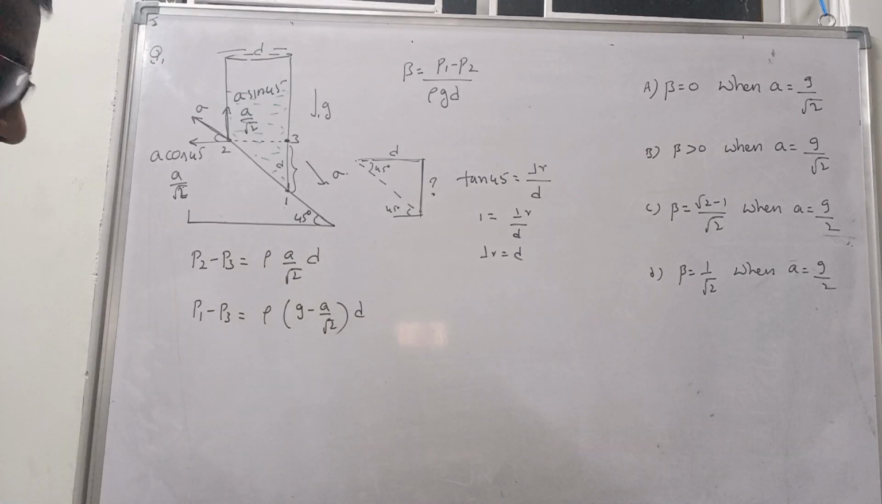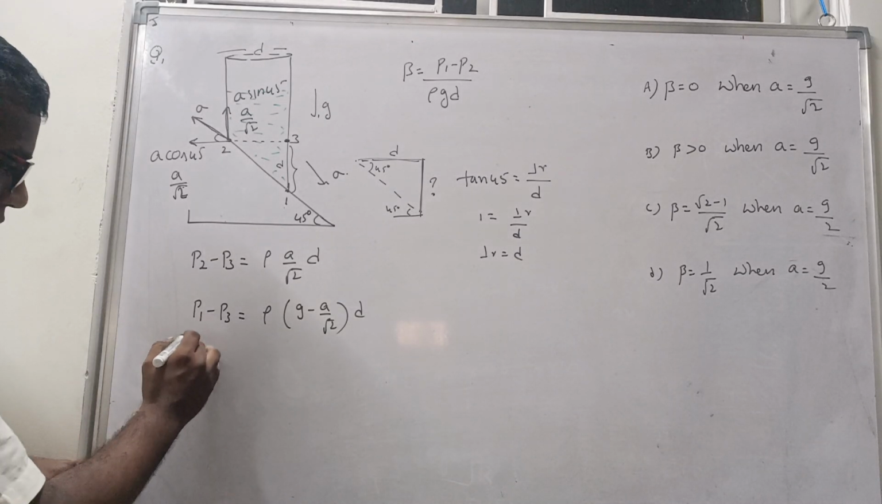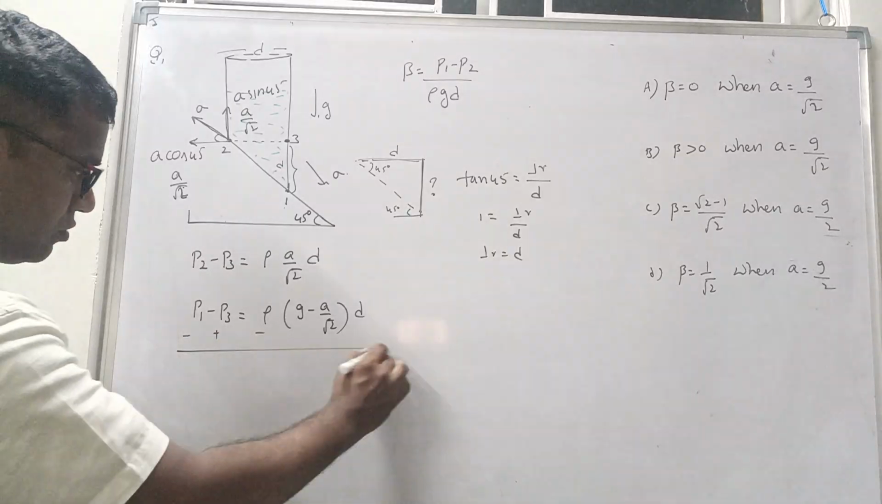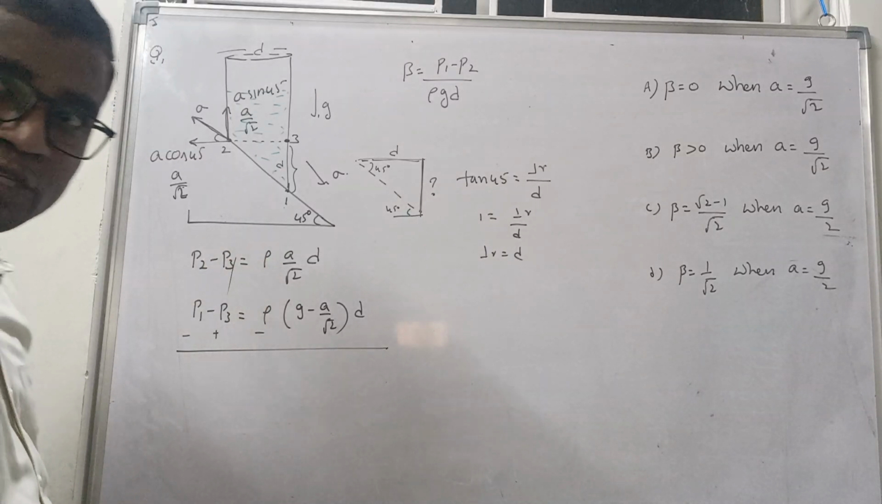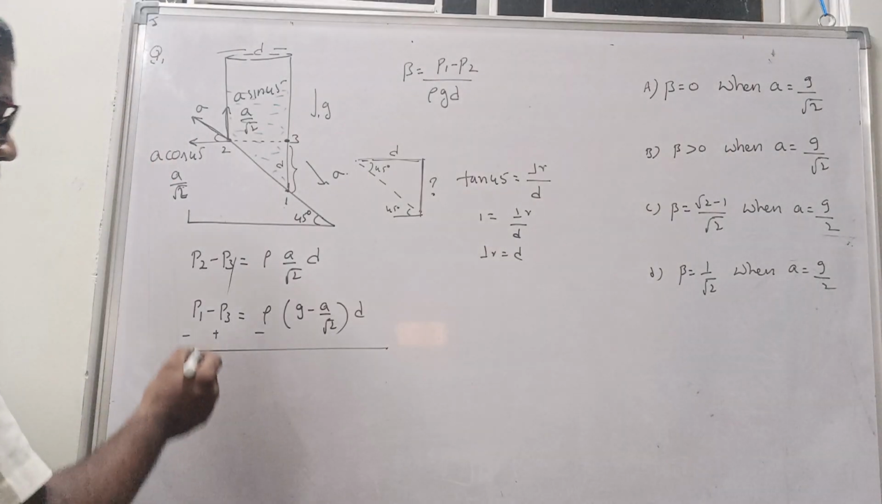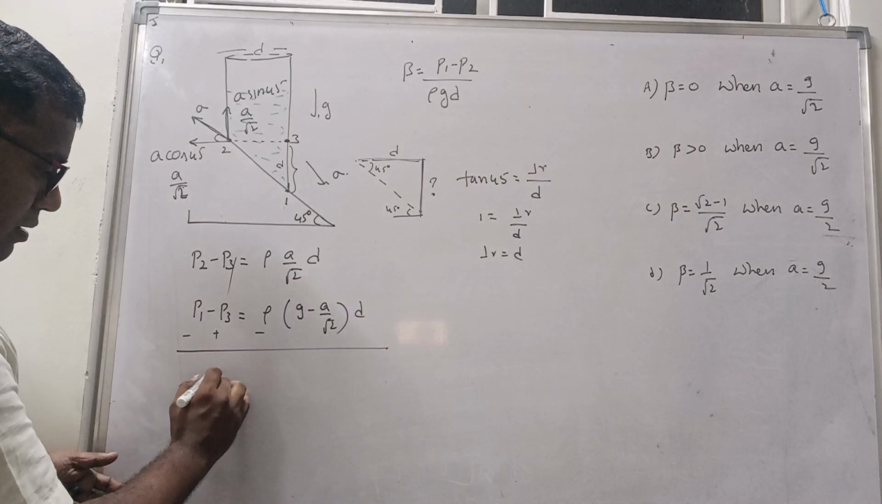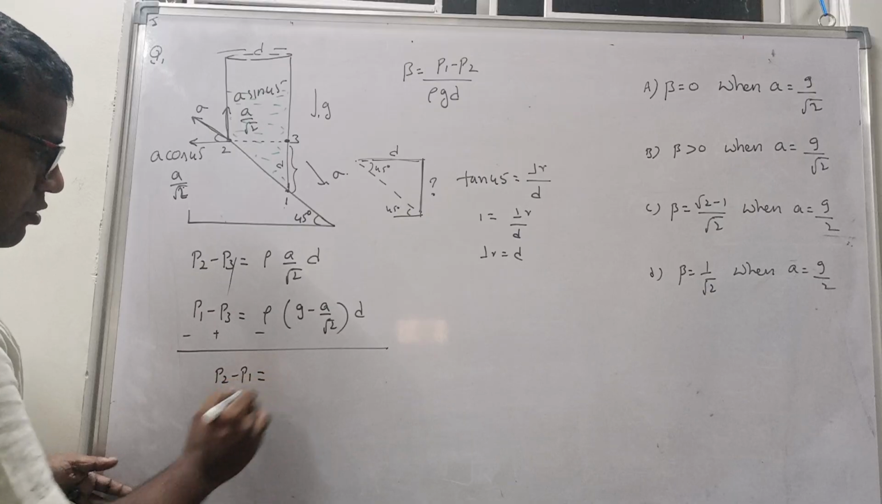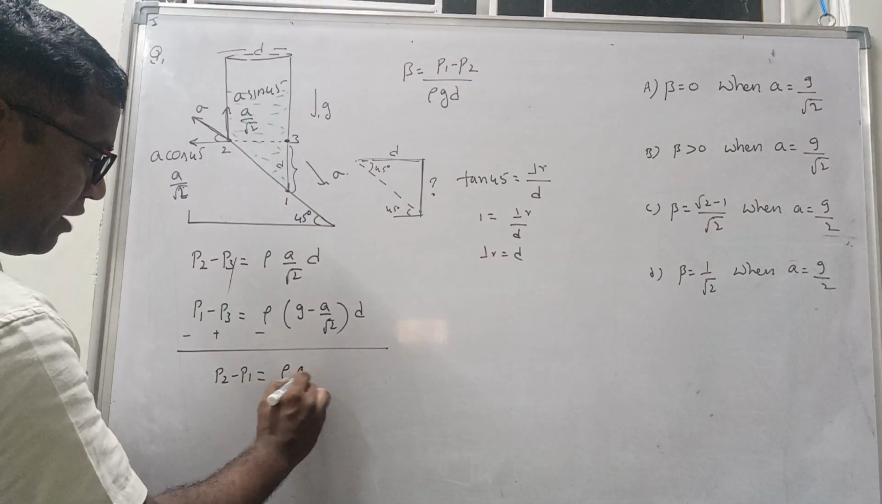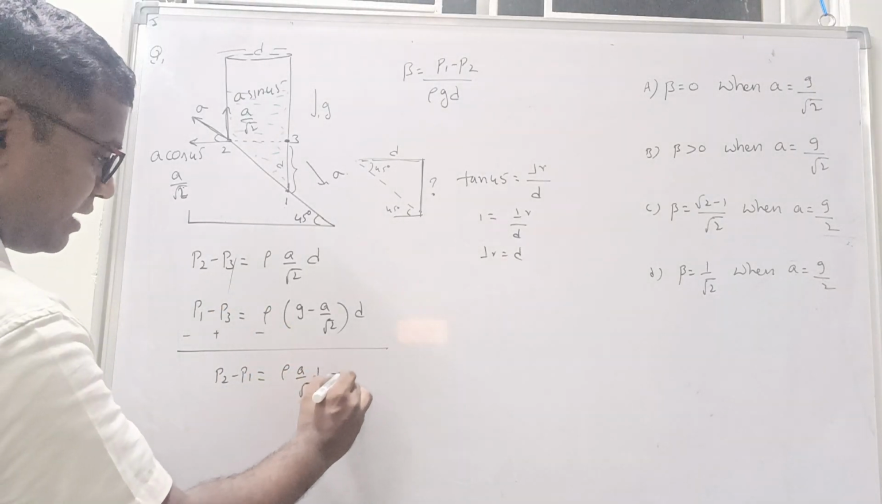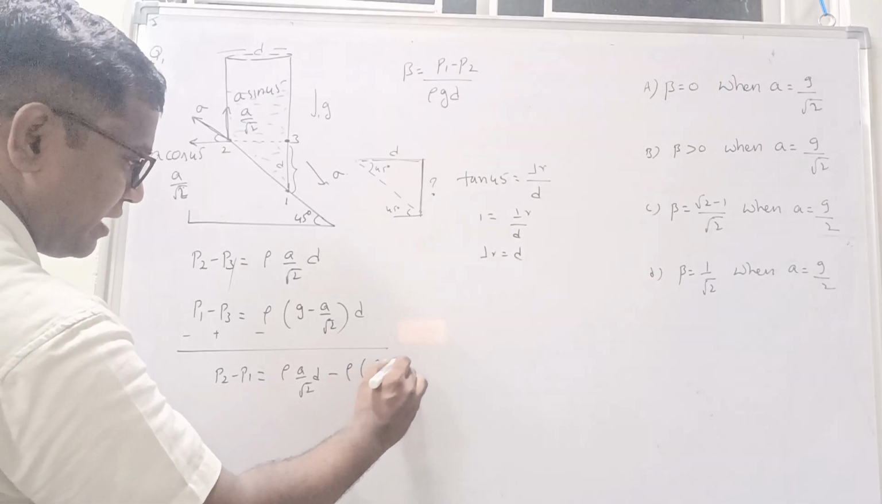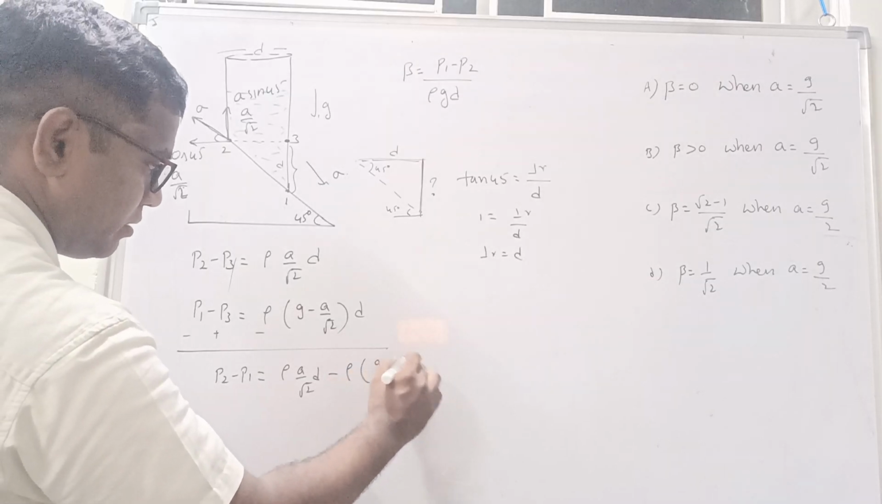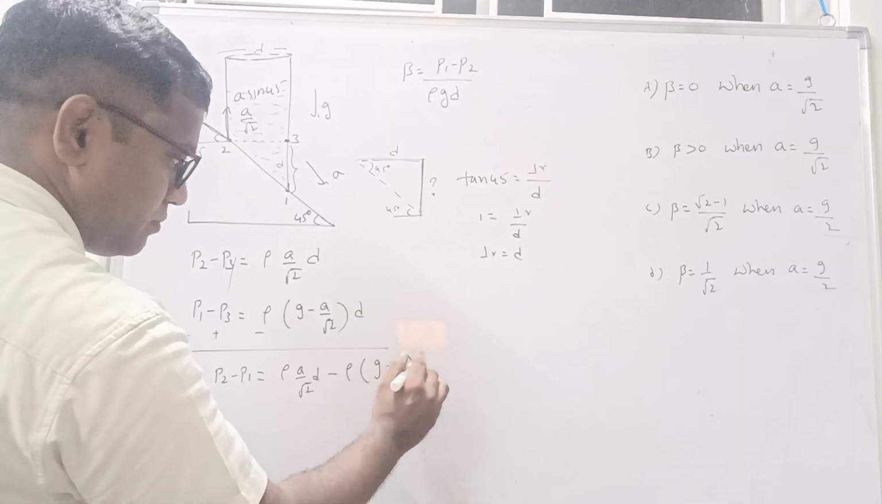Am I clear? Now see here. I will do minus plus minus, so that P3 will go, because I don't want P3. I want P2 minus P1. P2 minus P1 is equal to rho into A by root 2 into D minus rho into G minus A by root 2 into D. Clear?